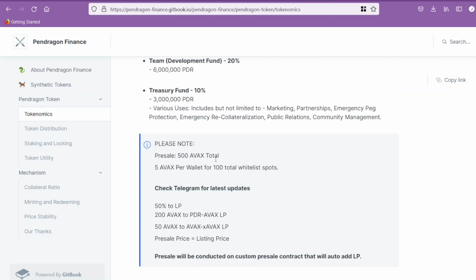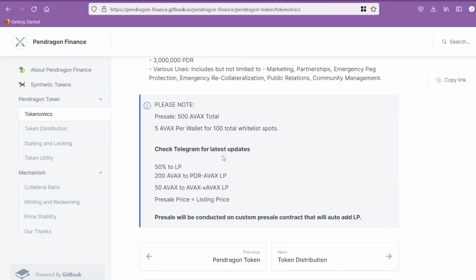They are going to have a pre-sale very soon. It's going to be a 500 AVAX total pre-sale. It's going to be 5 AVAX per wallet available, and 100 wallets in total. So these guys, they are giving them away. I've seen them doing a couple of competitions on the Twitter and the Telegram. I'll have links to both of those in the description of the video. If you guys want to get over there and check the Telegram and the Twitter out and try and find yourself a way to get a whitelist spot for this. Obviously, the earlier you get in, the better. And it's going to list at the same price as the pre-sale.